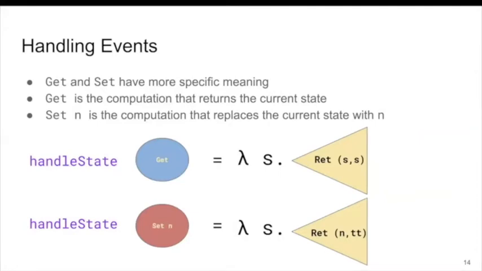If we handle state get, we get a function that takes s and returns s, both as the return value of the computation and as the state that should be threaded into future computations. And if we handle set n, we take in a state s and return n as the new state and just the unit value as the return value.